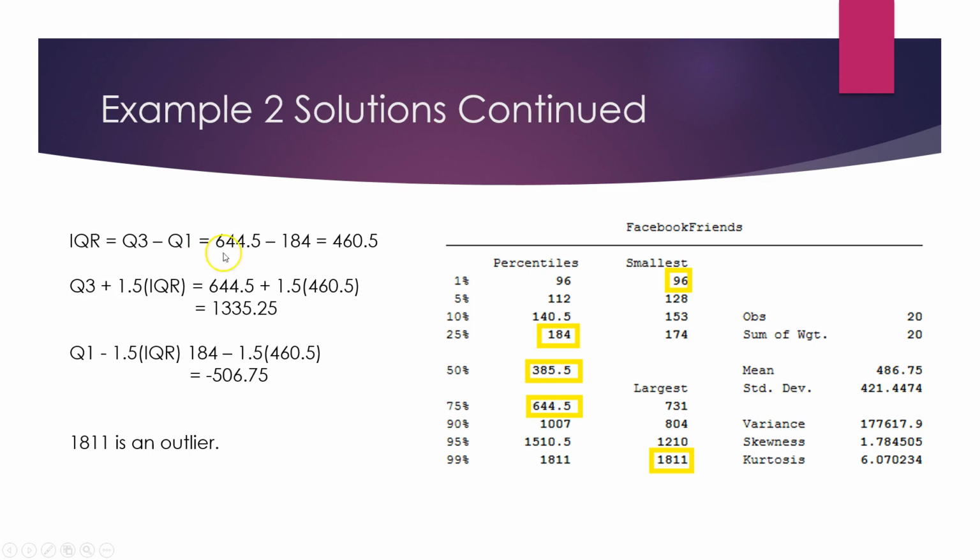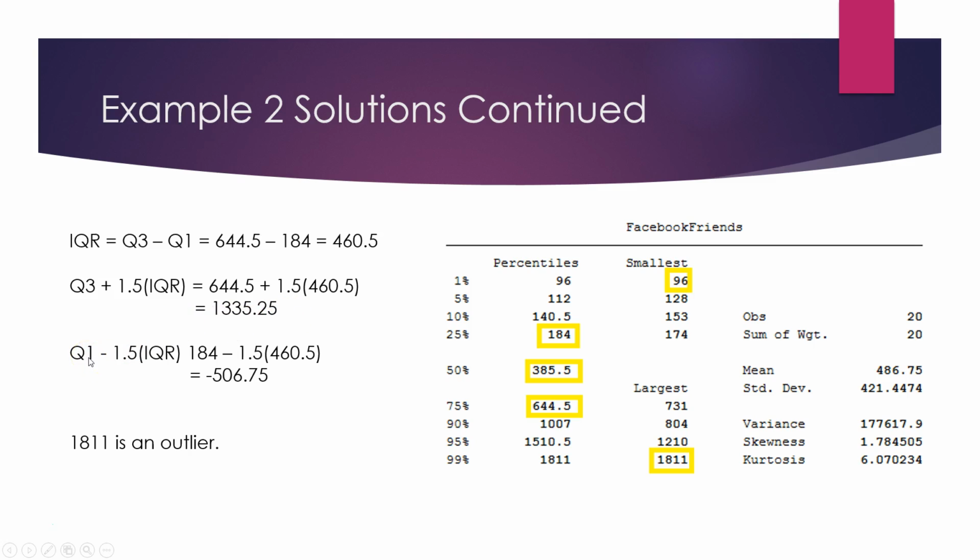So basically we take the distance between the first and the third quartile, and then we give it just a little bit more room, so 1.5 times that, to say, hey, anything outside this is pretty far out there, and that would be something we consider an outlier. So the upper number that we get here is 1,335.25. Anything above this number is going to be considered an outlier.